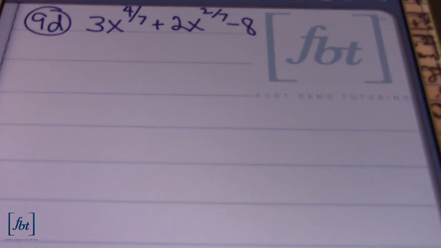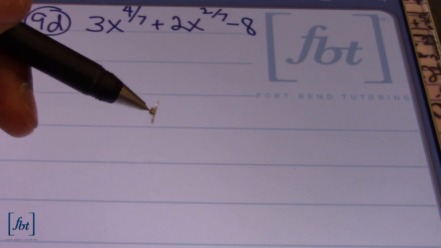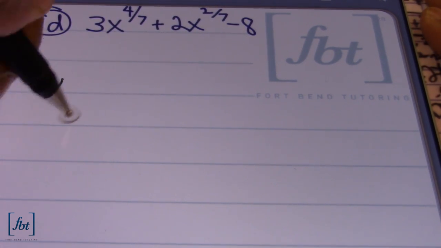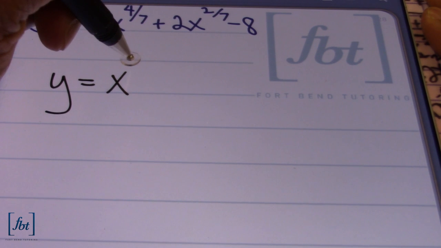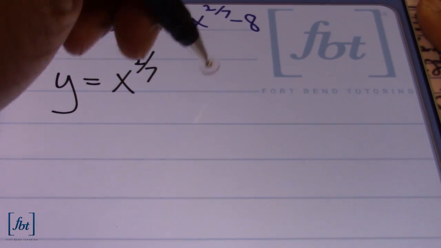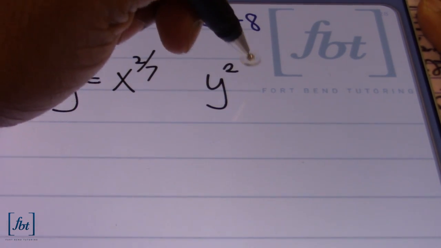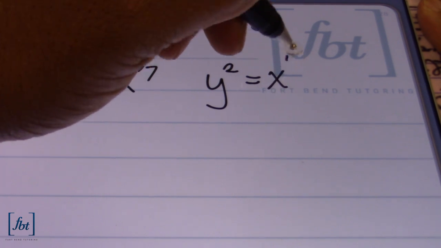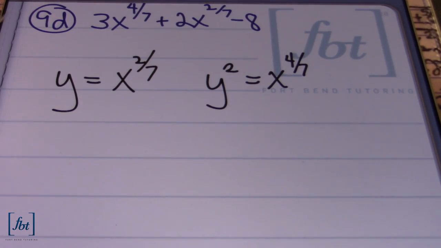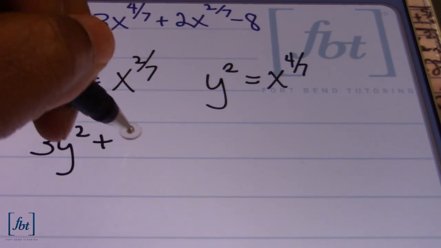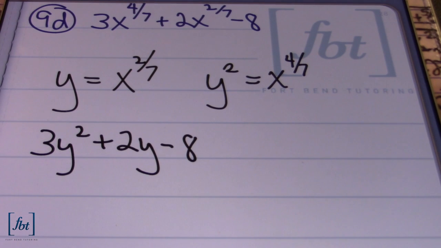Here's our last and final problem. We have 3x to the 4/7 power plus 2x to the 2/7 minus 8. I'm going to use substitution in this problem, all right? I'm going to say that y equals x to the 2/7 power. Therefore, y squared would equal x to the 4/7 power. Substituting, we can rewrite this as 3y squared plus 2y minus 8.